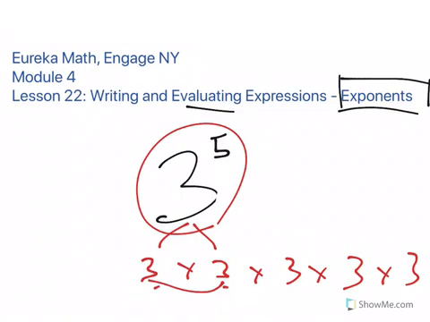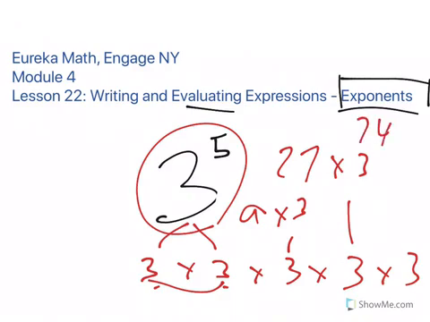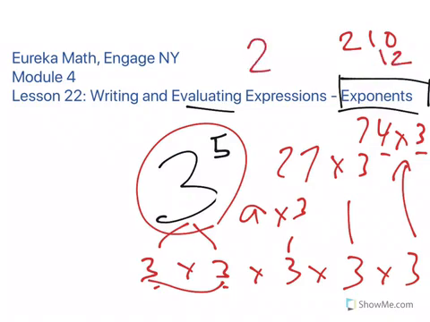So again, we have 3 times 3, which gives us 9. Times 3 gives us 27. Times 3, let's see, 3 times 20 would be 60, 3 times 7 would be 21, so that gives us 81. Times 3, 80 times 3 would be 240, and 1 times 3 is 3, so we'd end up with 243. So anyway, that's just a quick reminder about what exponents are. So let's go ahead and jump into some examples together.